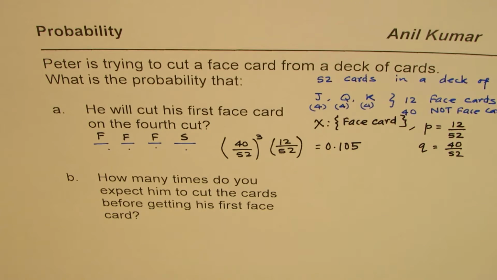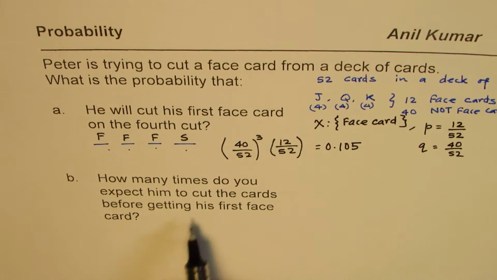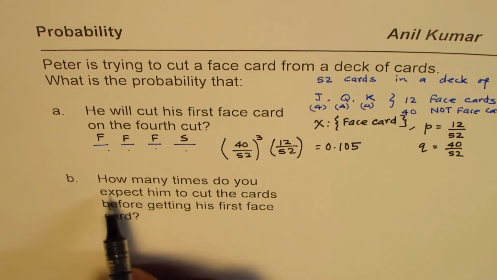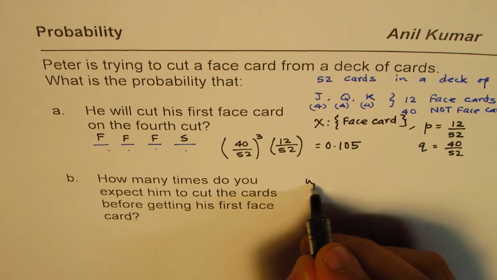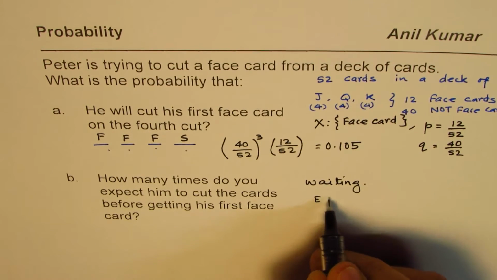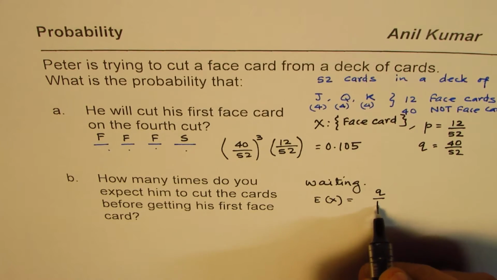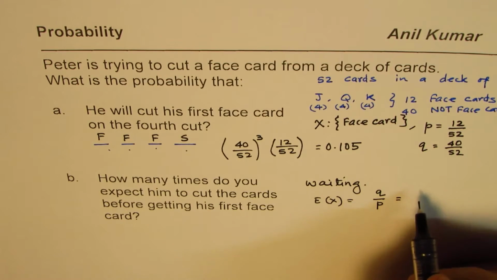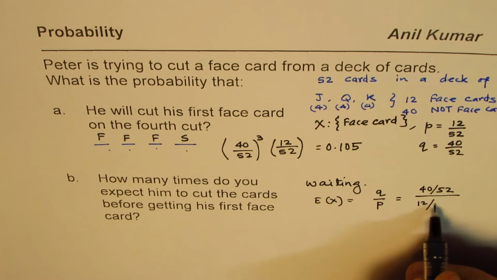Now let's look into the next one, which is, how many times do you expect him to cut the cards before getting his first face card? Now this could be done in two different ways. Since it is how many times do you expect him to cut the cards before getting his first face card, I'll call this waiting. So we'll use the waiting formula for expectancy. In case of waiting, it is the ratio of these two, q over p. So in that case, it is 40 over 52 divided by 12 over 52.